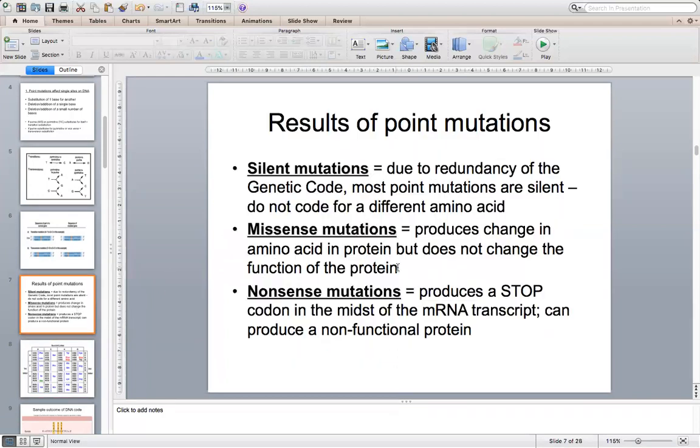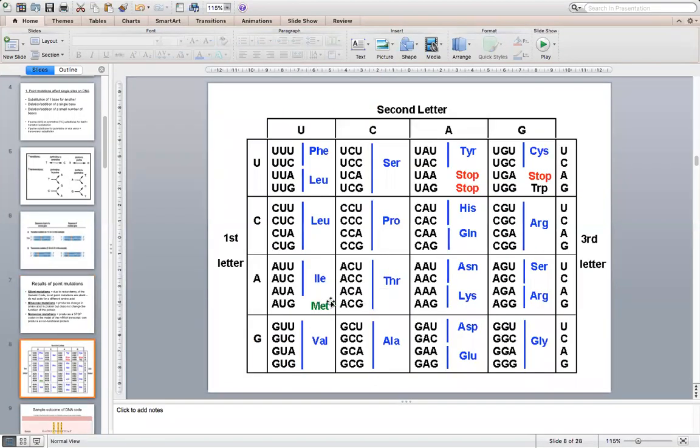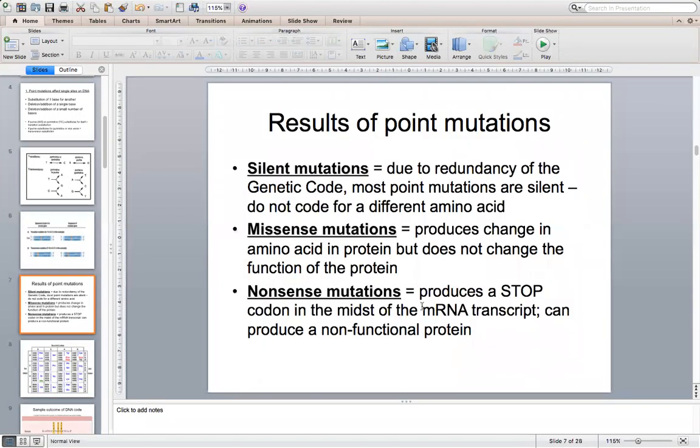Missense mutation means you change an amino acid. You can see a change in the amino acid here. But that change in the amino acid may not be reflected in the function. Even though there is a small change in the amino acid, it will not be reflected in the function and the quality of the protein. Next one is the nonsense mutation.